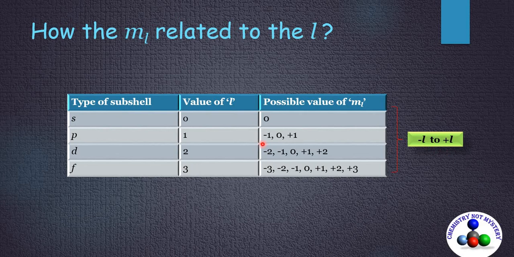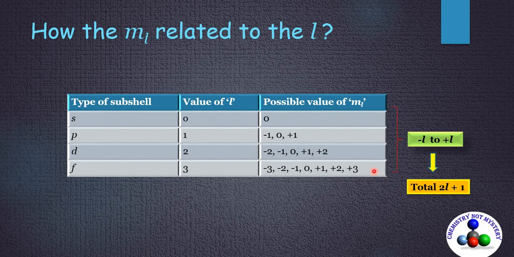For s, the value of l is 0, so the value of m sub l will be 0. For p, the value of l is 1, so the value of m sub l will be -1, 0 and +1. And for d, the value of l is 2, so the value of m sub l will be -2 to +2. That means possible values can be -2, -1, 0, +1 and +2. If you observe here, the number of possible values of m sub l is 2l + 1.